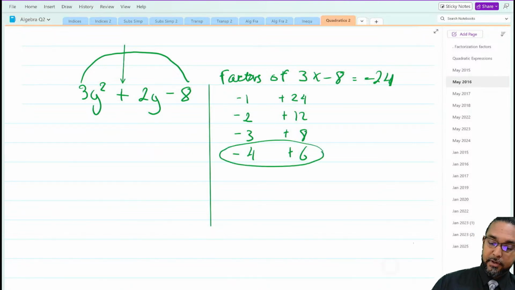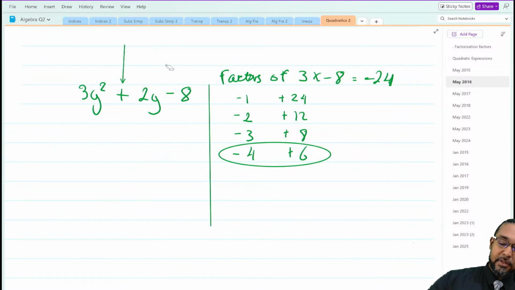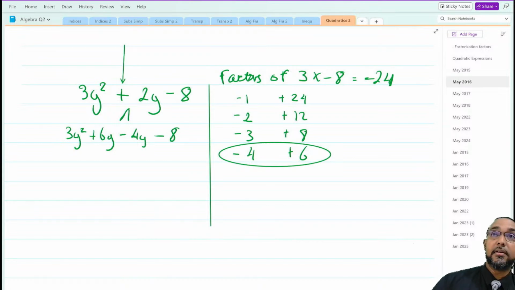Minus 4 and the 6, very good. So that's how we're going to split. Now check this, right? It doesn't matter if you put the minus 4 in front or behind. It would actually be easier for you to do this if you did this: 3y squared plus 6y minus 4y minus 8.